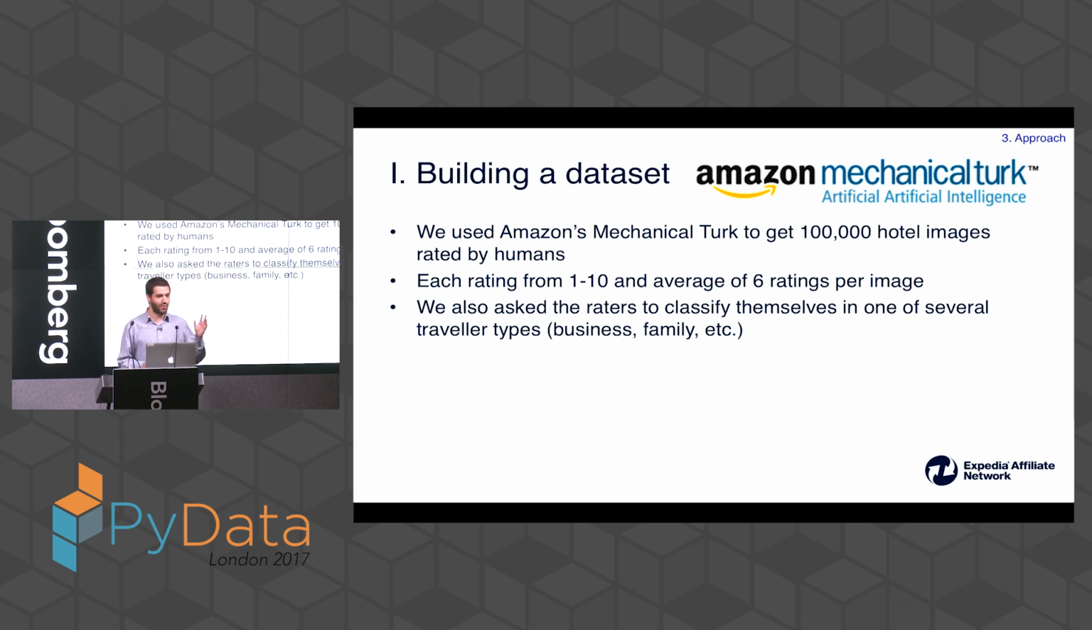So that means we have about 500,000 human ratings in our data set. Each rating is from 1 to 10. And we also ask the raters to describe what sort of traveler they are. Are they a business traveler, a luxury traveler, a family traveler? So in the future, when we want to explode the complexity of the problem to traveler type, we already have some of that data in.